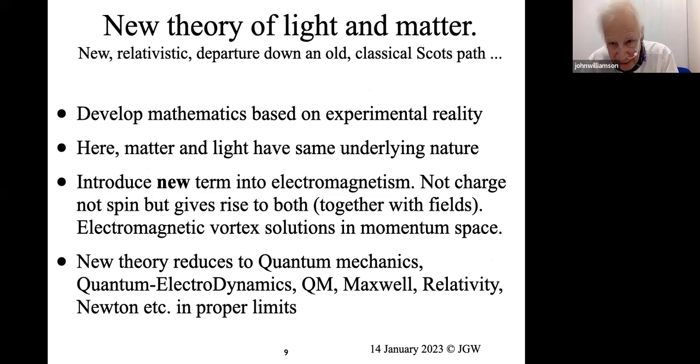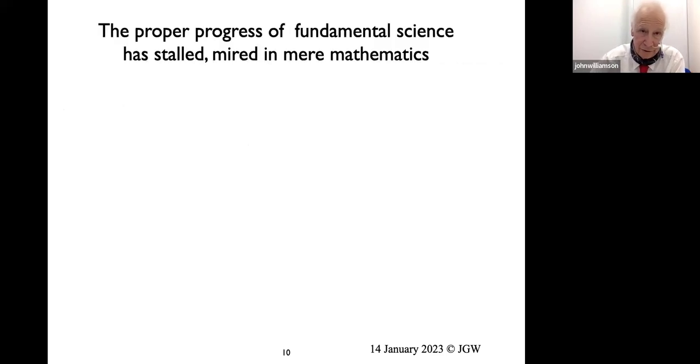We introduce a new term into electromagnetism. This new term will not be charge, it's not spin, but together with the fields which are already in electromagnetism, it gives rise to both of these, together with the fields. These new solutions are electromagnetic vortex solutions, electromass magnetic, I should put in there, electromagnetic vortex solutions in momentum space. So the momentum space brings in the mass. Now the new theory reduces precisely to Schrödinger quantum mechanics. It underpins quantum electrodynamics, it reduces to ordinary quantum mechanics, it reduces to Maxwell, and it encompasses relativity, Newton, et cetera, in proper limits. That's the theory which we're going to do.